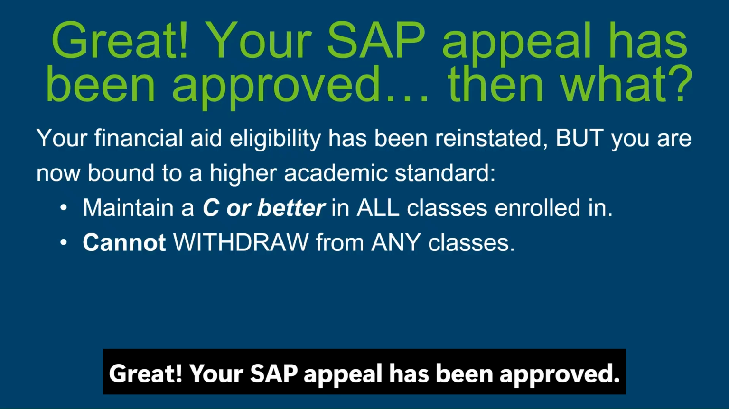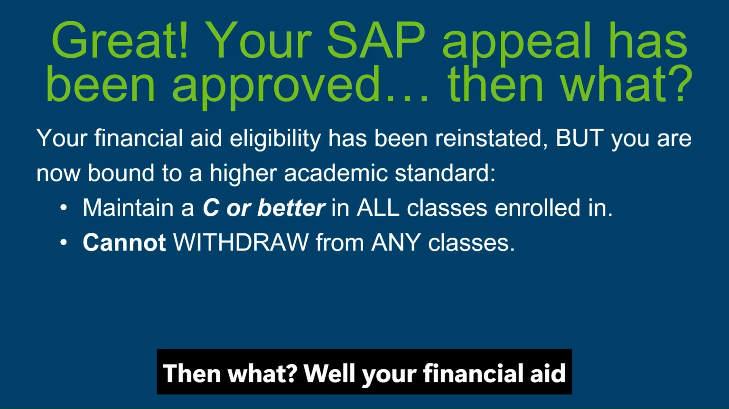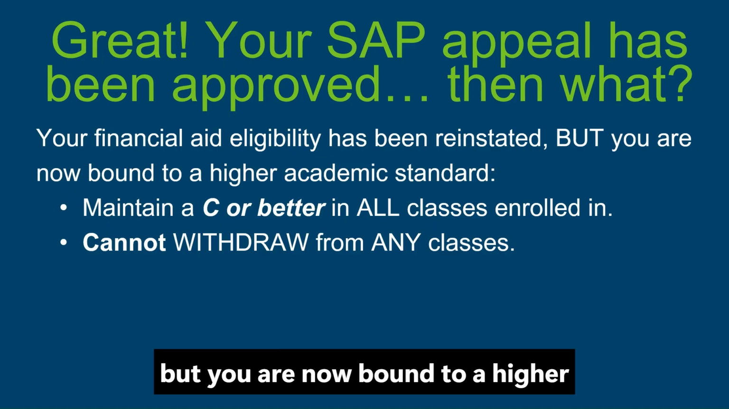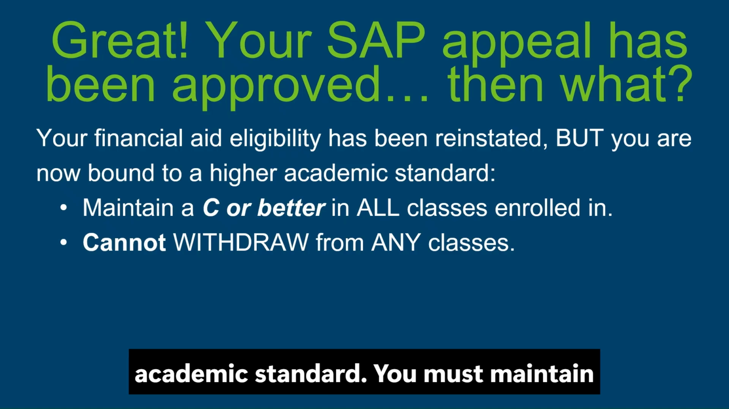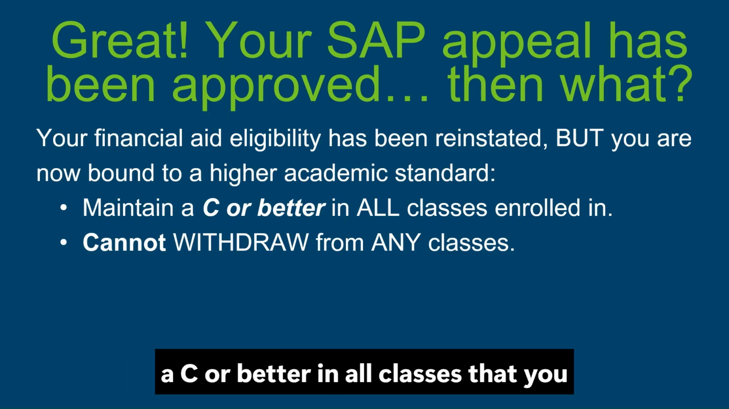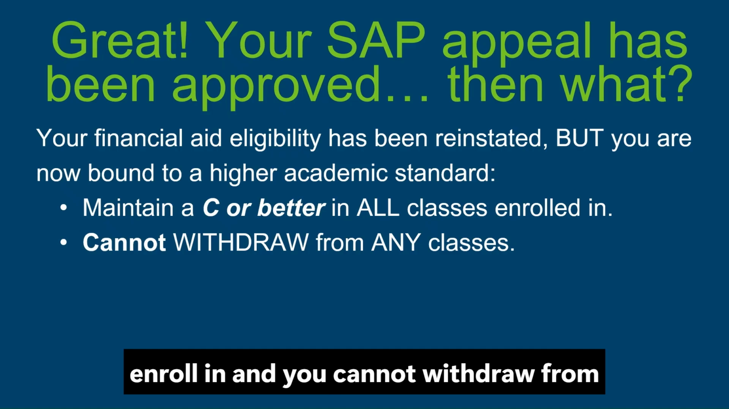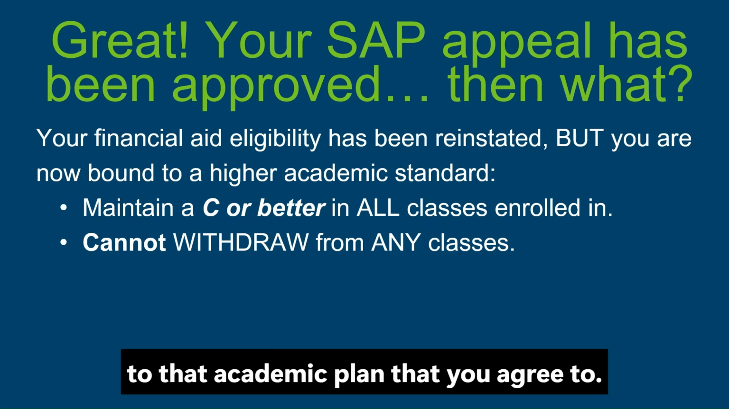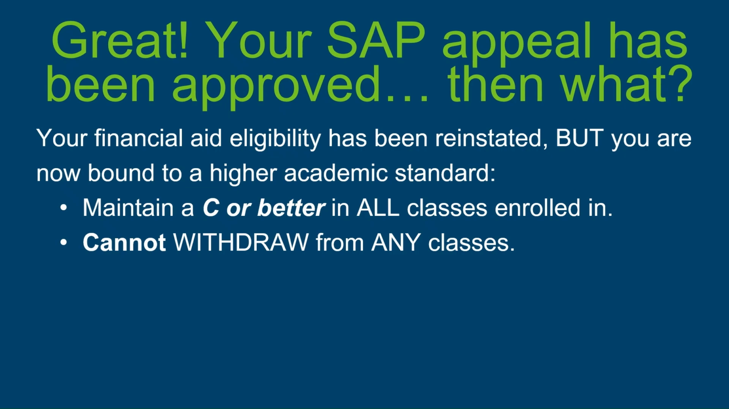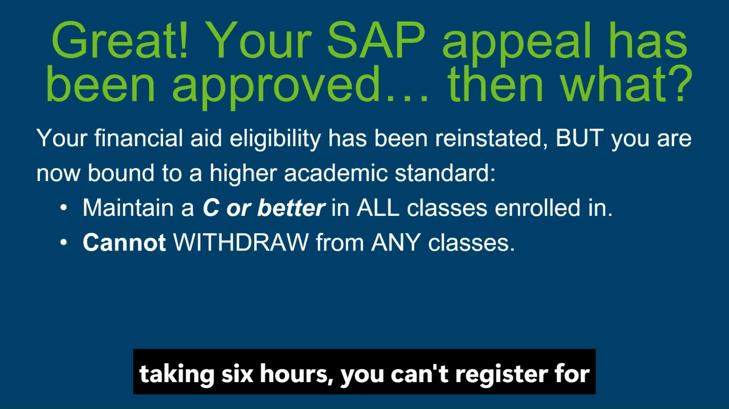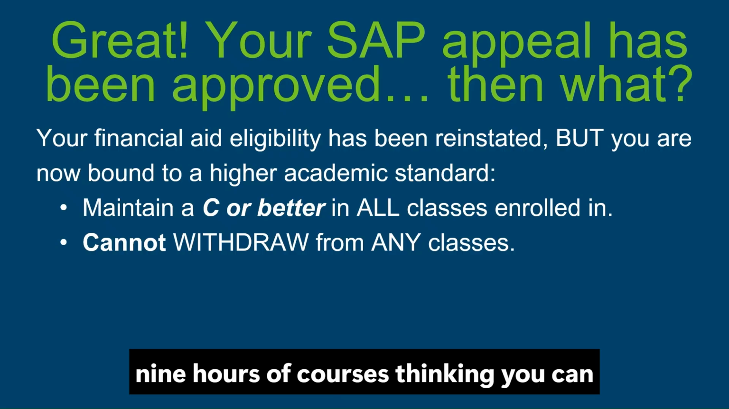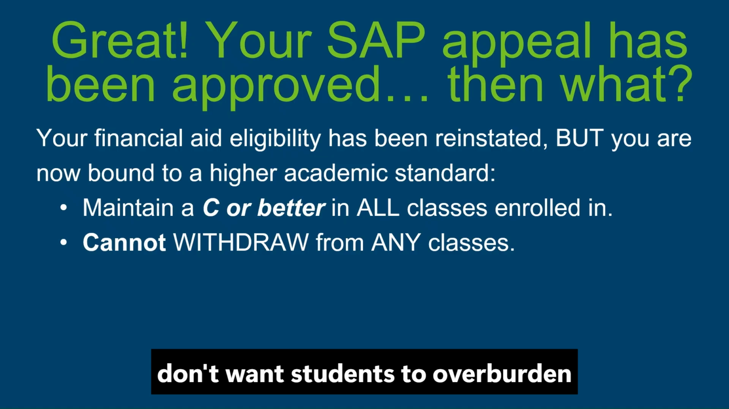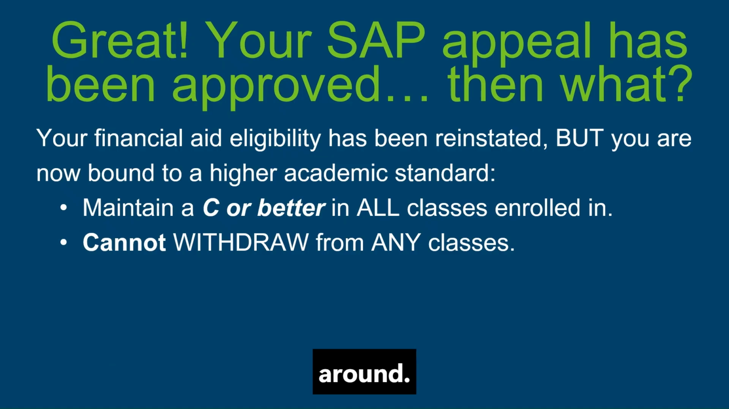Great, your SAP appeal has been approved. Then what? Well, your financial aid eligibility has been reinstated, but you are now bound to a higher academic standard. You must maintain a C or better in all classes that you enroll in, and you cannot withdraw from any of those classes. If your appeal is approved, you must stick to that academic plan that you agree to. For example, if you're restricted to only taking 6 hours, you can't register for 9 hours of courses thinking you can pay for the extra 3 credits. We don't want students to overburden themselves and not be able to turn things around.